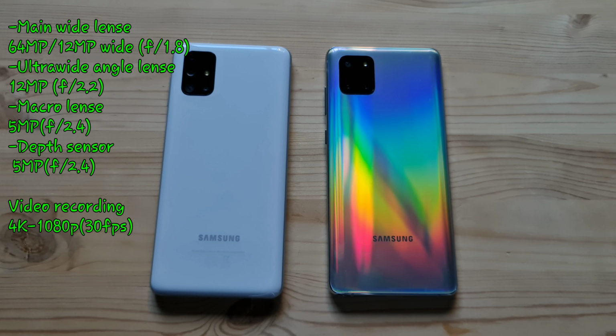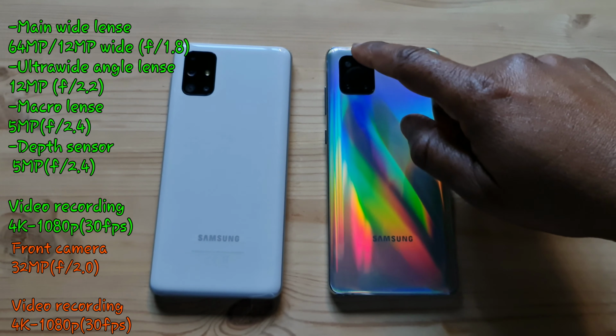A second lens is a 12 megapixel ultra-wide angle. The third one is a 5 megapixel micro lens, and the fourth one is a 5 megapixel depth sensor lens. You can record video at 4K and 1080p 30 frames per second. The front camera is a 32 megapixel lens, and you can also record video at 4K and 1080p 30 frames per second.